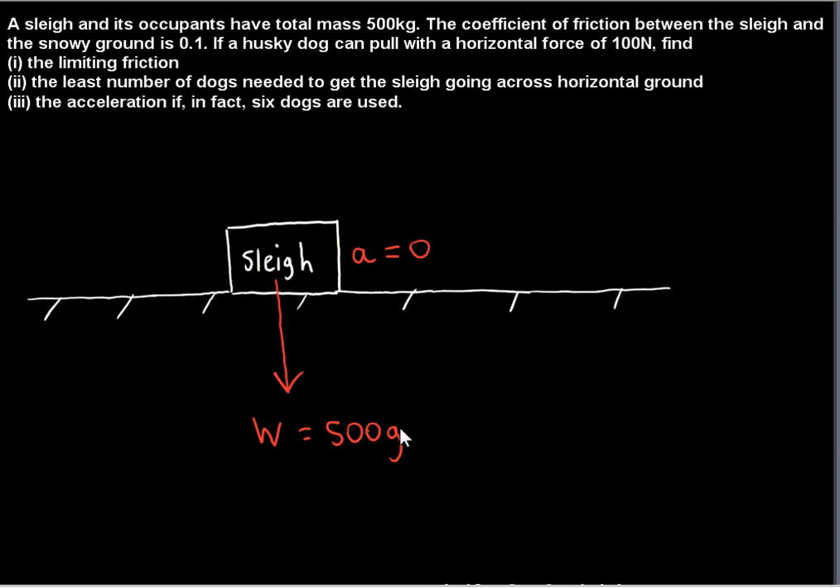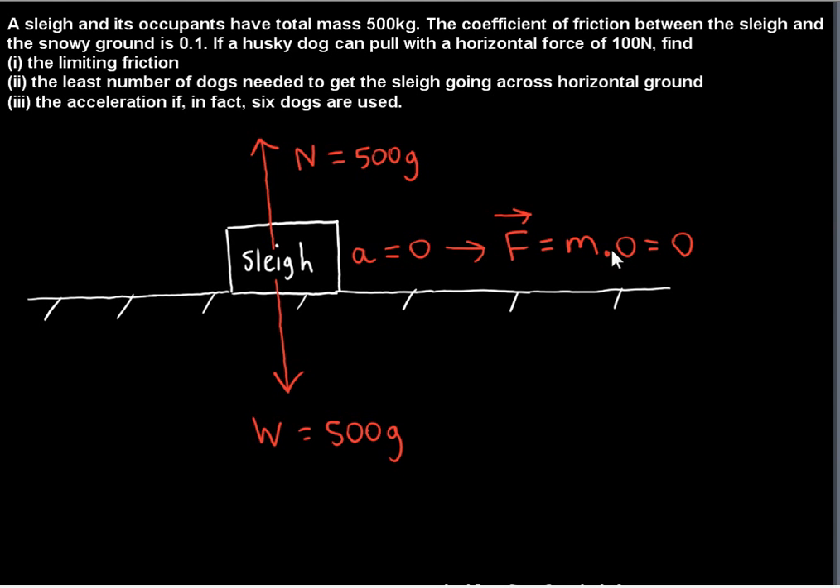Now, by Newton's second law, if the acceleration is 0, it means that the resultant force on the sleigh must be 0, because the resultant force is given by mass times acceleration, and mass times 0 is 0. So this can't be the only force acting on the sleigh. We must have another force acting on the sleigh, such that when we add it to this force we get 0. That other force must be pointing in the opposite direction, but with the same magnitude. So I will call this force N. Its magnitude is also 500 g.